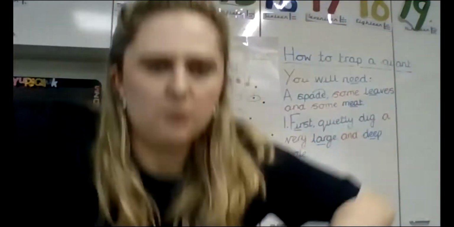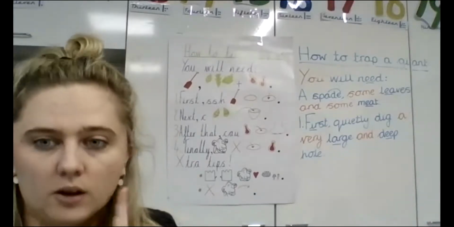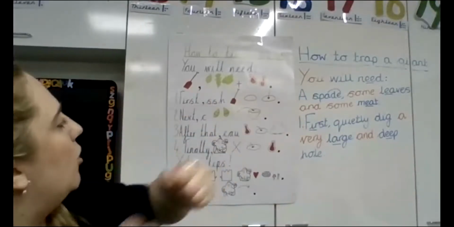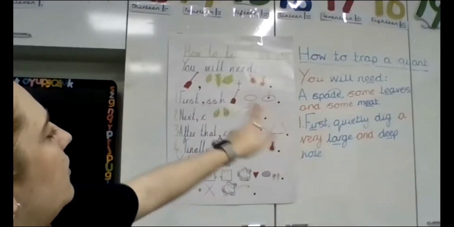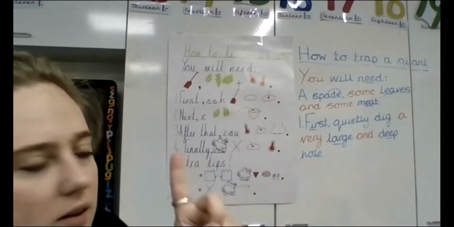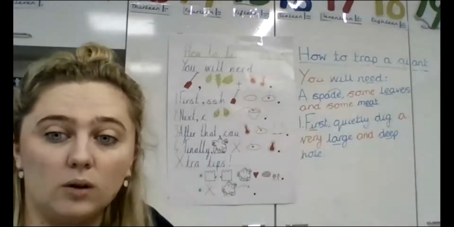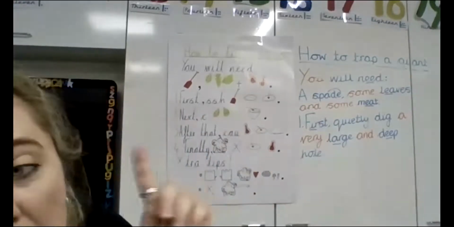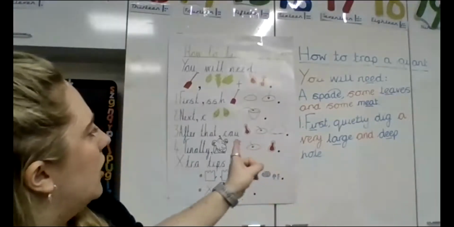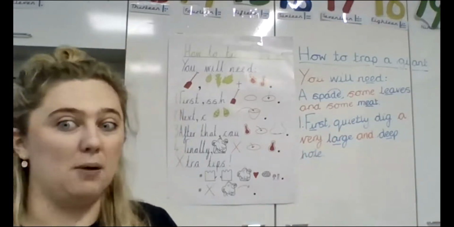Great. Now, I'm just going to check before I carry on to make sure I've got all the words in there. So this is what you're going to do too. You need to check your sentences as you're writing them. So, how to trap a giant. You will need, colon, a spade, comma, some leaves and some meat, full stop. Yeah, got everything in that sentence, haven't I? One. First, comma, quietly dig a very large and deep hole, full stop. I'm happy that I have all my capital letters, all my full stops and all my finger spaces. I'm also happy that I've got my time conjunction and I've got quietly, haven't I? I've got my adverb. So I'm happy with that first sentence.